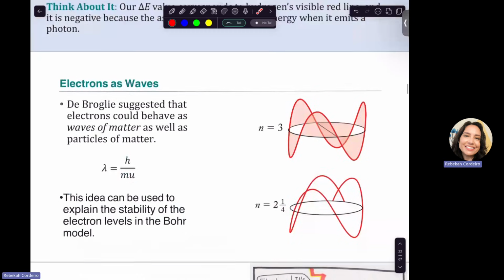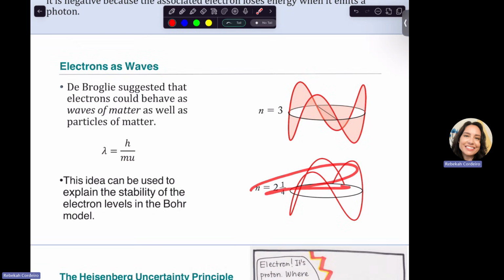You don't need to worry about this. But I want you to think about electrons moving around as particles, but they kind of have a wave-like movement as well. But don't worry about what these mean. You don't need to worry about this formula. But this helps explain this stability.